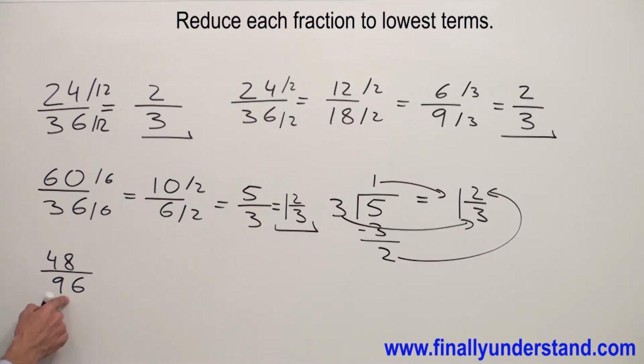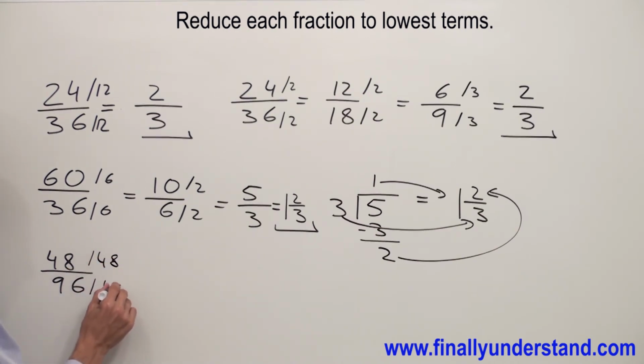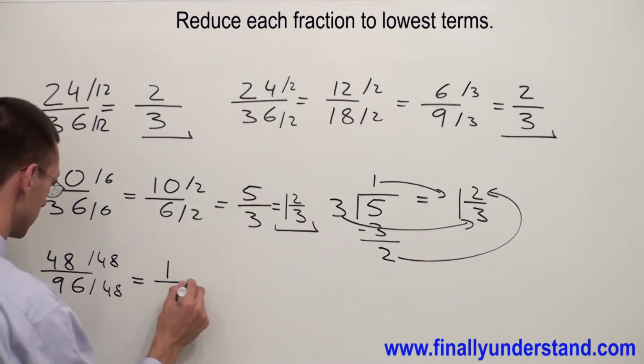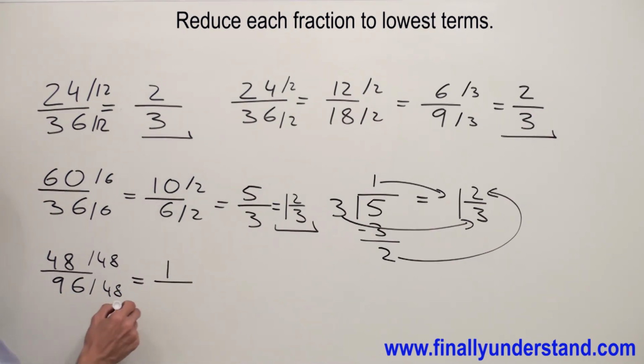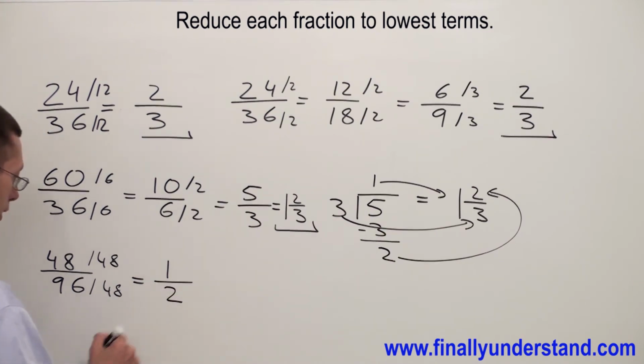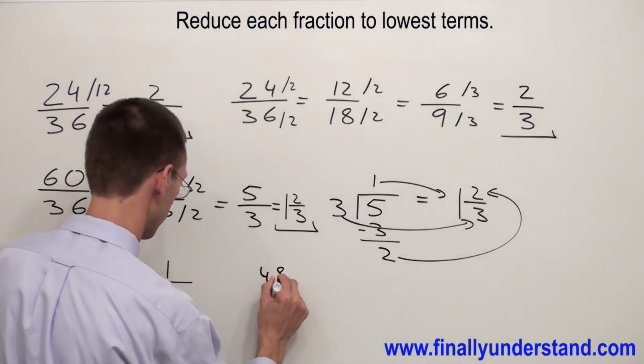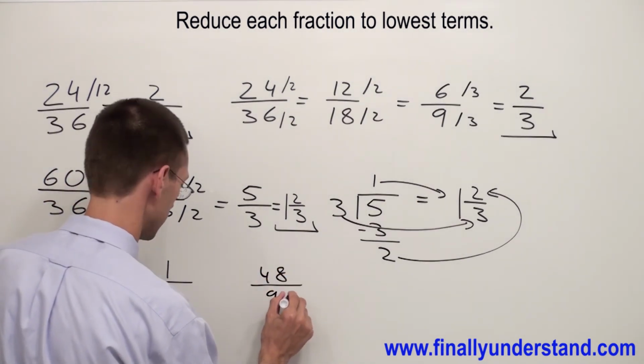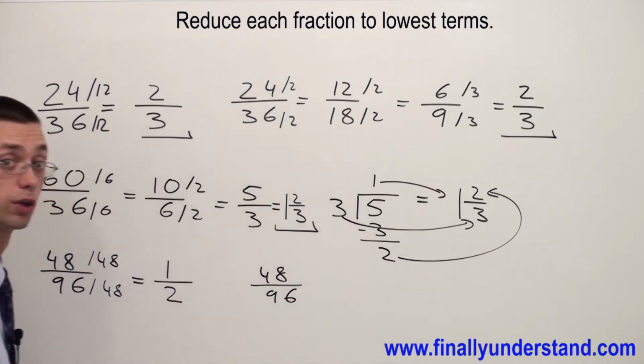Now let's take a look at this example. I have 48 and I have 96. 48 and 96 are divisible by 48. Okay, so I have 48 divided by 48 is equal 1, and 96 divided by 48 is 2. Okay, let me solve this problem one more time. I have 48 over 96. Okay, we are going to use a little bit longer way.